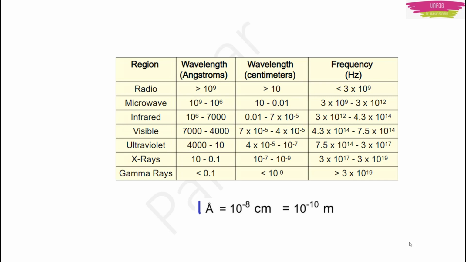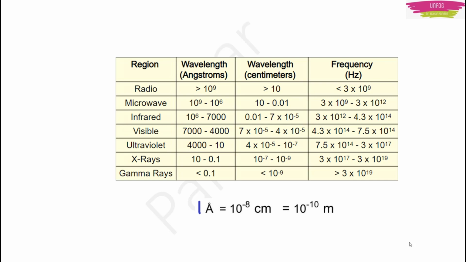And here I am giving you a table of the wavelength and frequency values for electromagnetic radiation. You better remember in angstrom. They are asking in angstrom only. See, for visible light, the wavelength is between 7000 to 4000 angstrom. For radio waves, it is greater than 10 raised to 9. So this is in order. They have the highest wavelength, the radio waves, isn't it? They will have the lowest frequency. It will be less than 3 into 10 to the power 9.